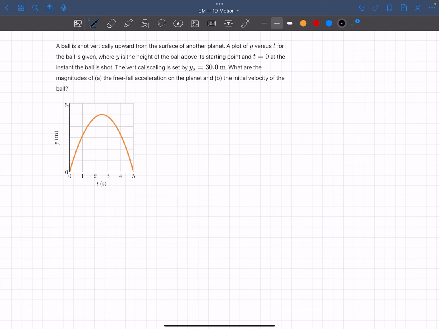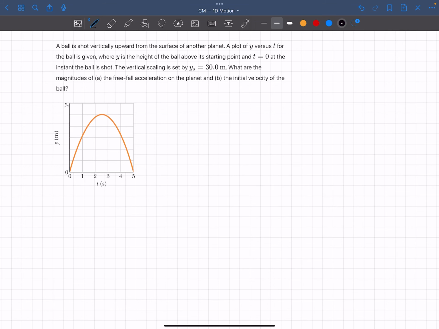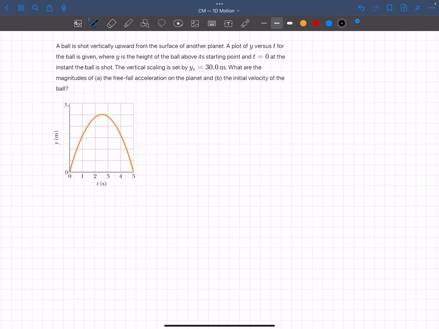Today we're exploring one of the neatest ideas in kinematics, which is projectile motion. It's what you get whenever you throw or launch something and then let gravity take over. No rockets, no engines, just a constant pull of gravity.